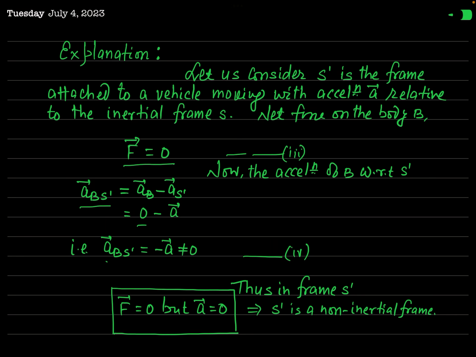That's why you can say that acceleration of body B with respect to frame S dash is minus A, which is not 0. So in frame S dash, what type of event takes place? What does the observer of frame S dash observe? He observes that F is 0 on the body, but the acceleration of the body is not 0. A is not equal to 0. So he will claim that Newton's first law of motion is not valid in frame S dash, and so this frame is a non-inertial frame.